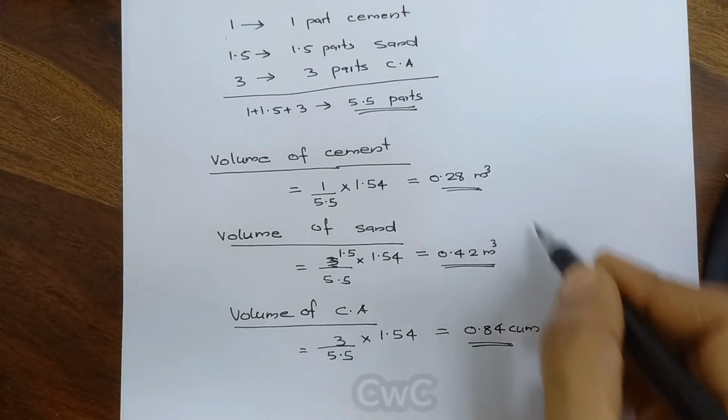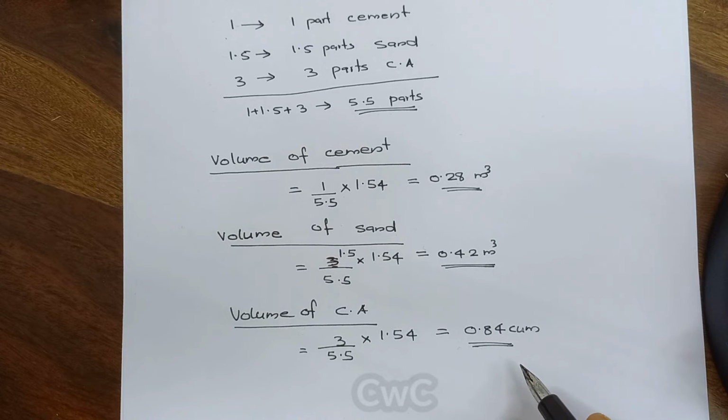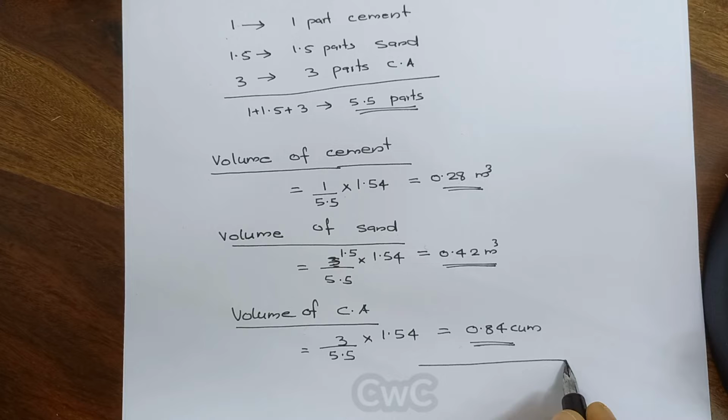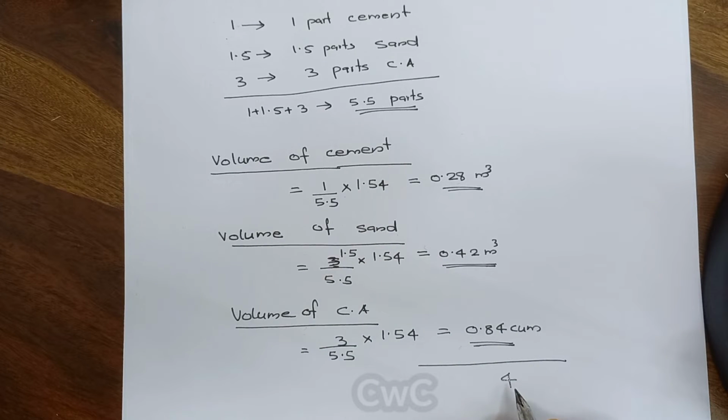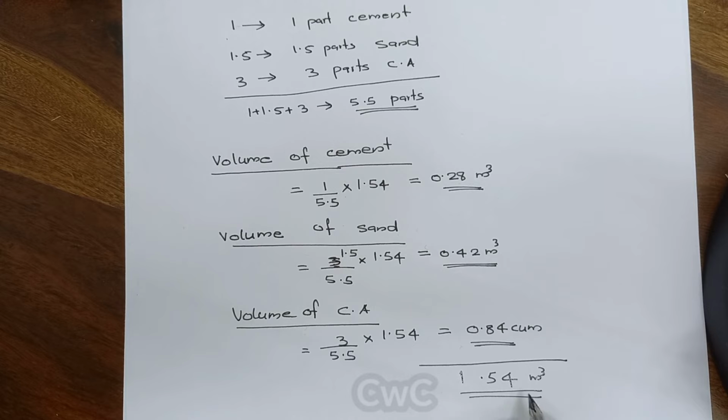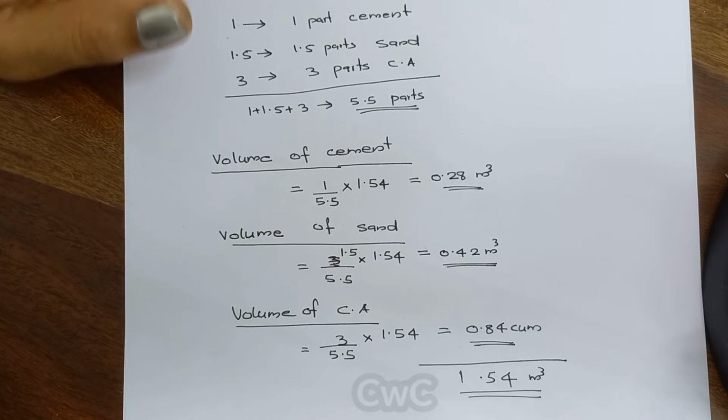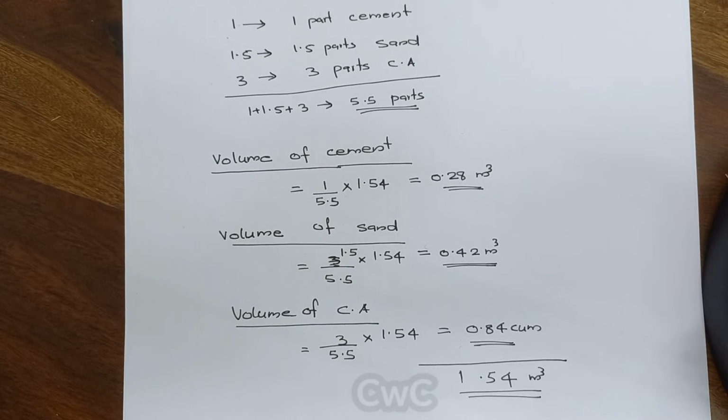So now we got the volume of all the dry ingredients. Now if we add all these volumes, we should get the total dry volume of 1.54 meter cube. So we are getting 1.54 meter cube. That means our calculation is correct. First part of our calculation is finished now. We got the volume of all the dry ingredients in cubic meter.